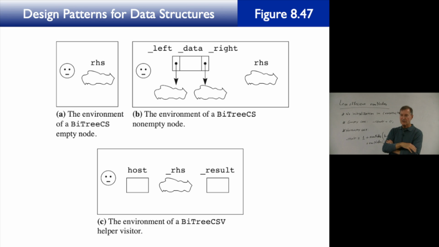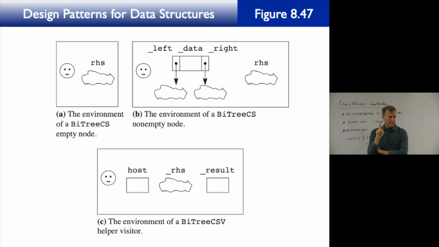Now check this out, you guys. If we can just get this idea: when we are programming with an object, they are little local self-contained things, and their environment consists of what? Attributes and parameters. So in the old case, in by tree CS, the empty node for the equals didn't have any attributes, and it just had an RHS, which was a binary tree. And the non-empty node had an underscore left, an underscore data, and an underscore right, which were its attributes, and an RHS, which was its parameter. Now we have only one environment that corresponds to both.